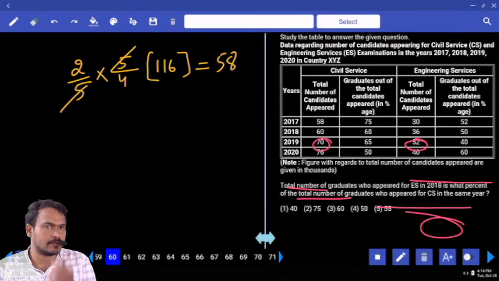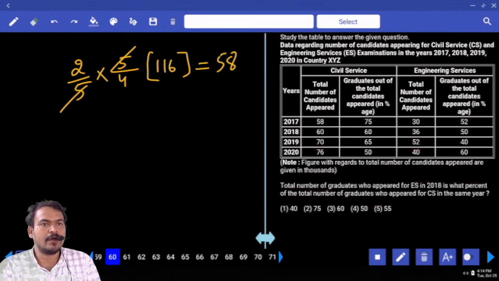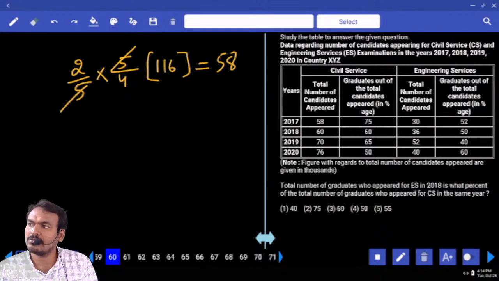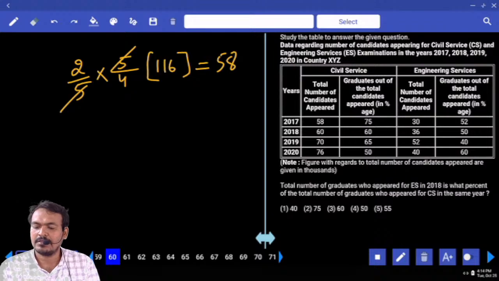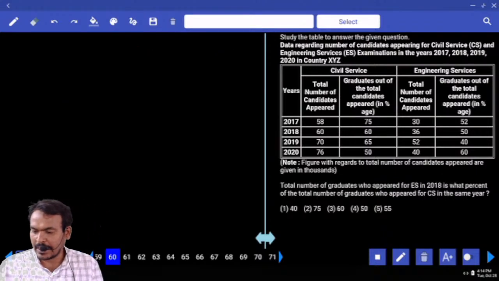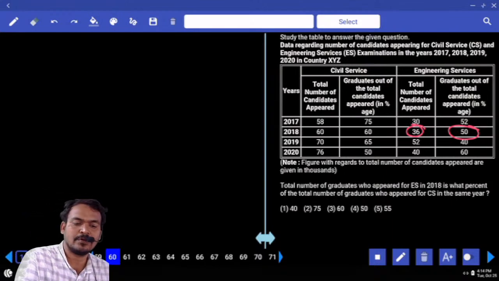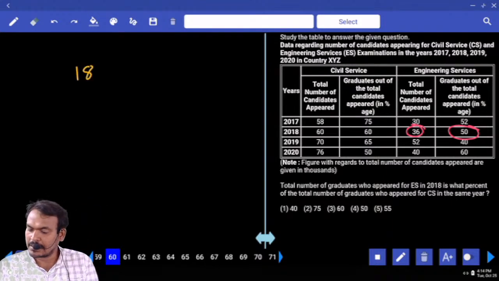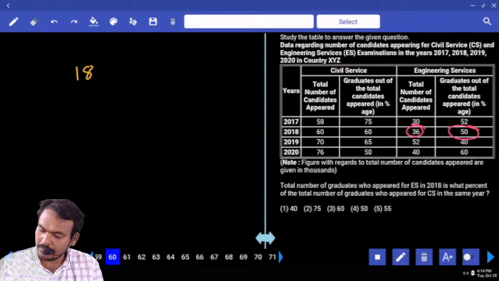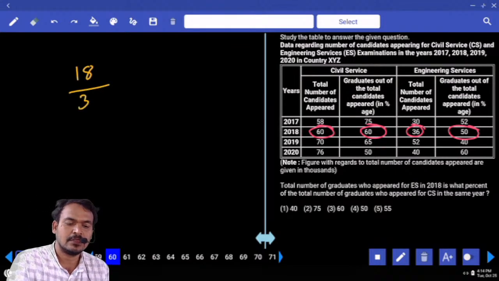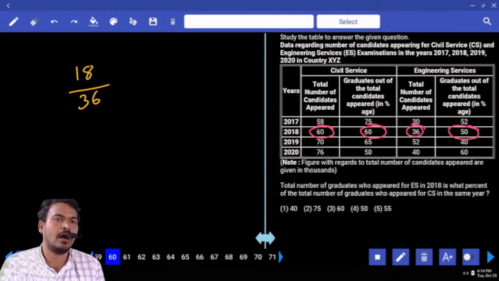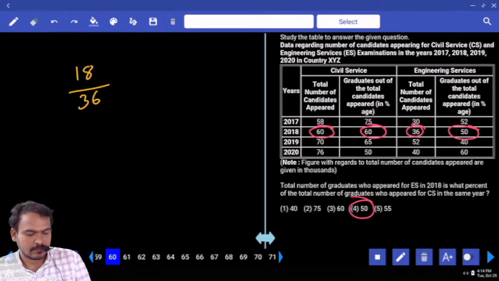Next question, number 60. The total number of graduates who appeared for ES in 2018 is what percentage of the total number of graduates who appeared for CS in the same year? Same year. ES graduates: out of 36, 50%. 50% of 36 is 18. Next, CS graduates: out of 60, 60%. 60% of 60 is 36. 18 by 36 means half, that is 50%.